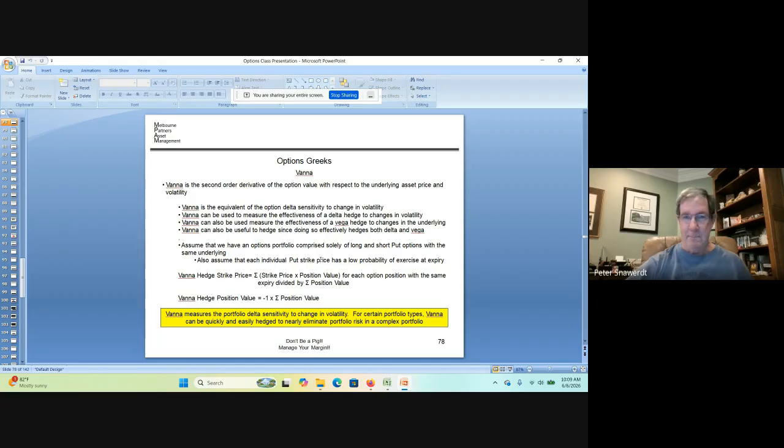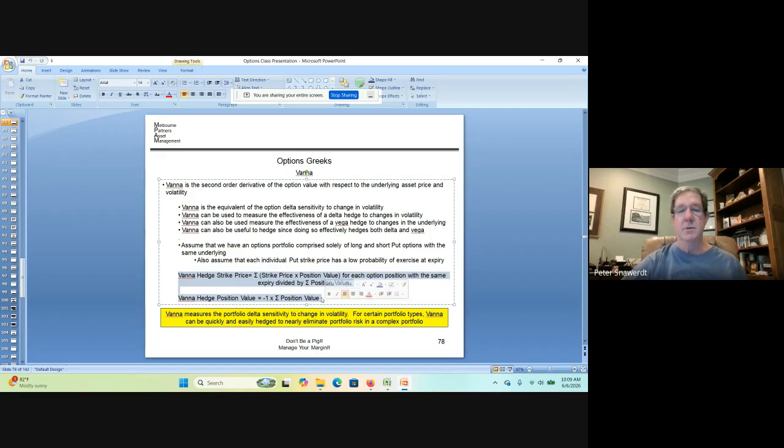I think Deval, I was trying to help you with it, and we just simply ran out of time. But at any rate, remember, Vanna is the sensitivity of your portfolio to both implied volatility and the underlying. And so how do we hedge that? Well, we compute what I call a Vanna hedge. And the two pieces to the Vanna hedge are right here.